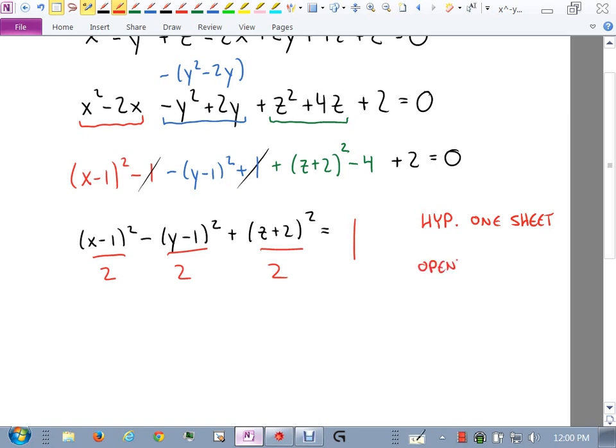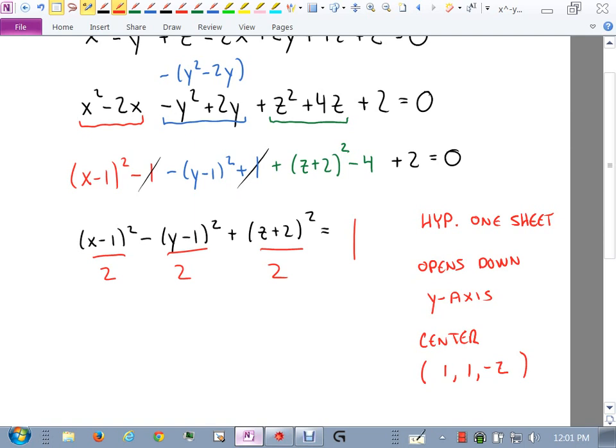opens down the y-axis. And what's the center, if we could talk about its center? It has been shifted, hasn't it? (1, 1, −2). Opposite of what we see, opposite of what we see, opposite of what we see. Okay? That's it. That's it for this section.